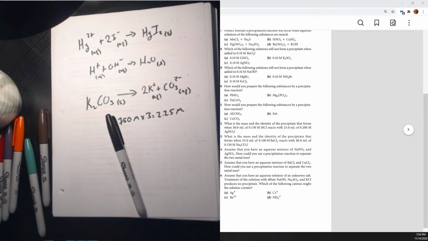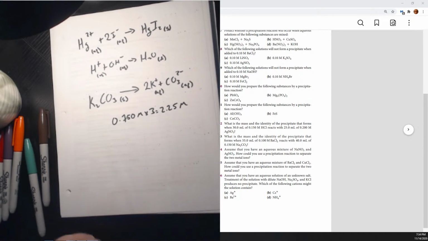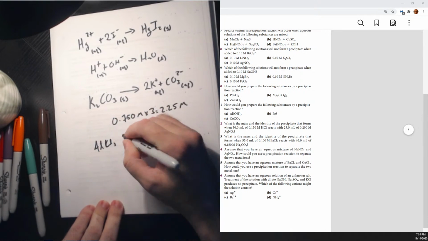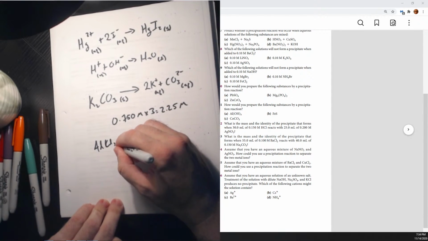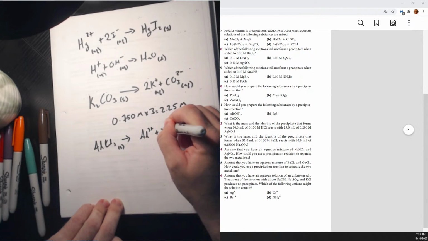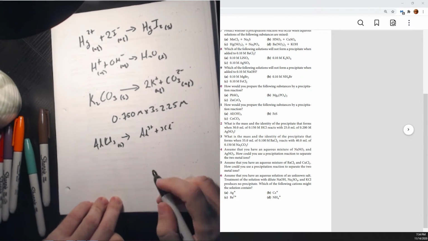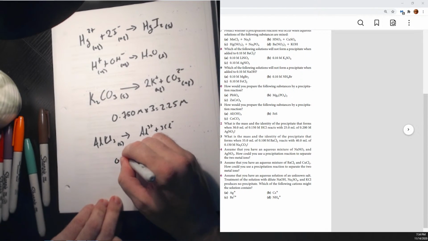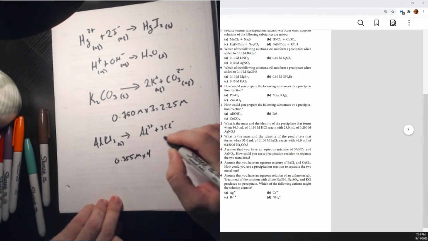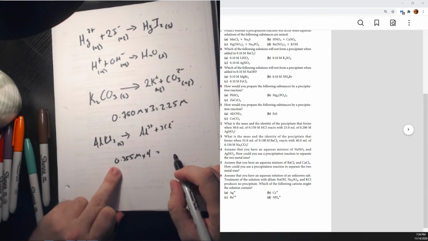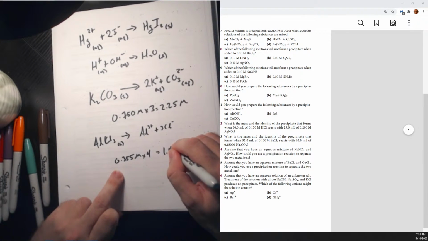Aluminum chloride, likewise, assuming complete dissociation, AlCl3 solid. That is going to be Al3+ and 3 Cl-. So it's going to produce 4 ions for every unit of the AlCl3. So you take this 0.355 molar and you multiply by 4 to get the total concentration of ions. 1.2, 1.42.